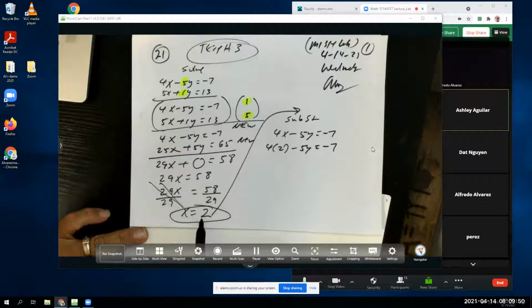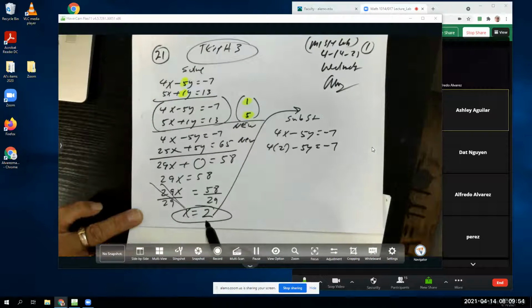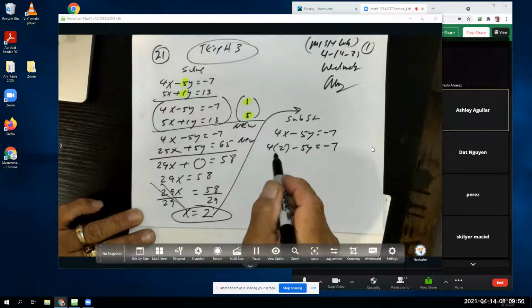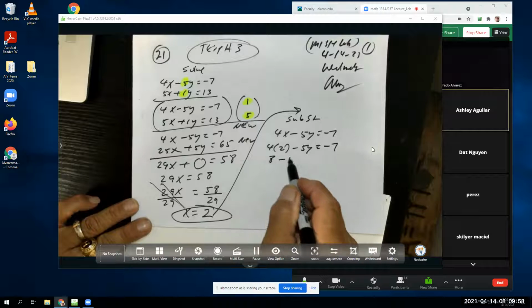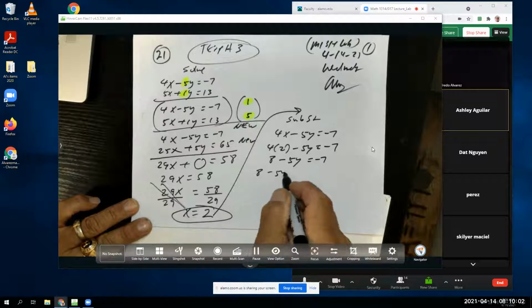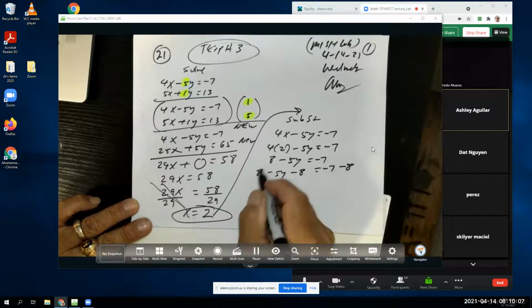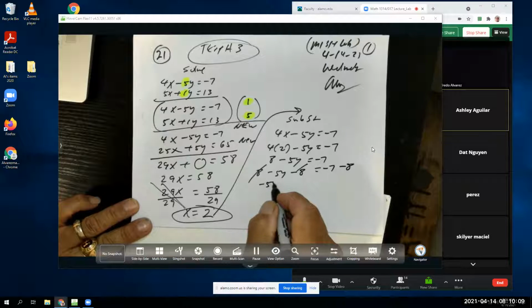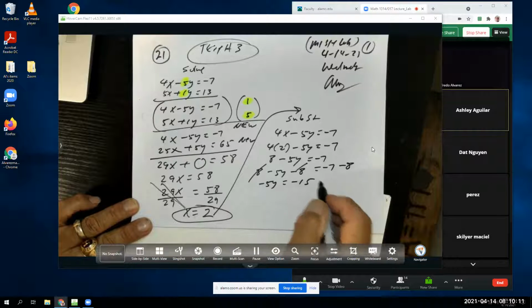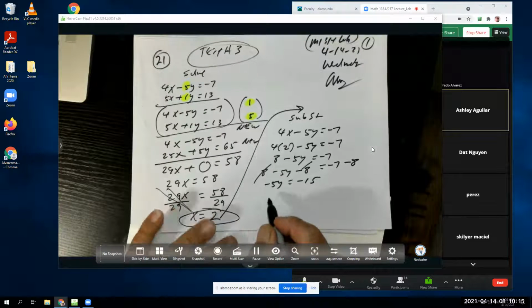Now, once you get the answer for x, it doesn't matter which equation, but I'm going to pick the first one. So I'm going to put a 2 for the x. So 4 times 2 is 8, minus 5y is -7. 8 minus 5y, and you're going to go -8, -8. This goes away. So -5y equals -15. So now one more step, divide by something. You tell me.